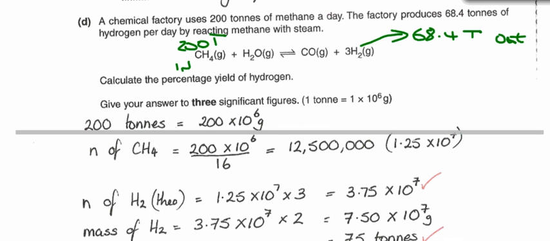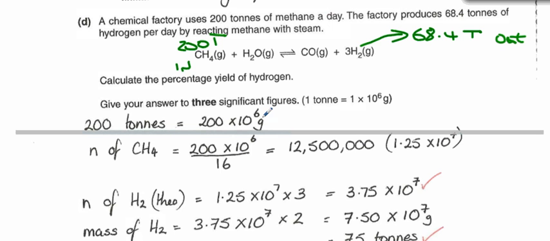Part D then is a percentage yield question. You've got in this question 200 tons of methane being put into this factory, reacted with water, and you're producing an actual amount of 68.4 tons of hydrogen. So 68.4 tons actually coming out. So calculate the percentage yield of hydrogen. What I need to do then is get into this equation so I can use the ratios. So I must convert my 200 tons of CH4 into a number of moles.